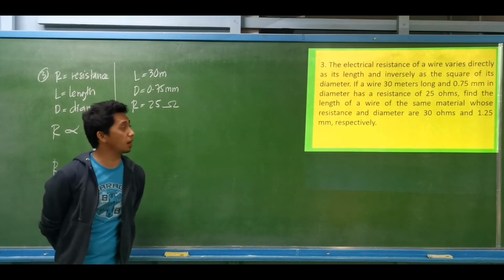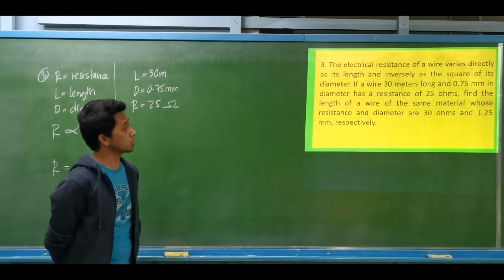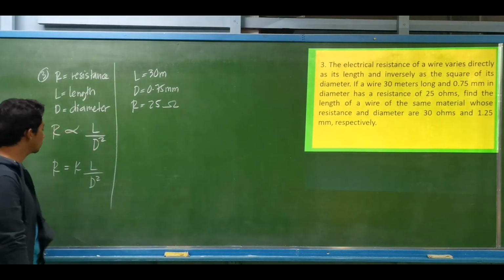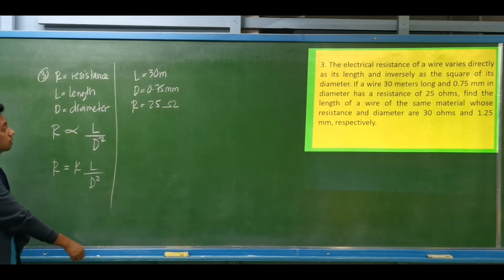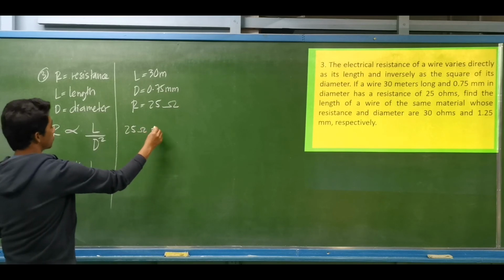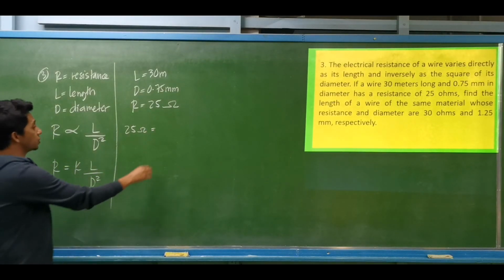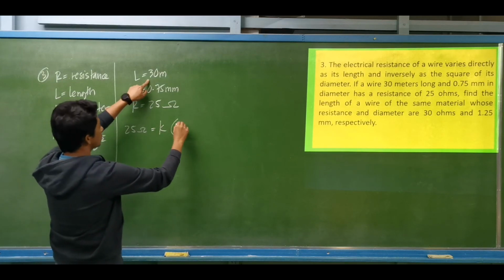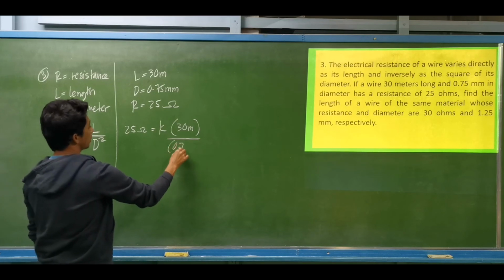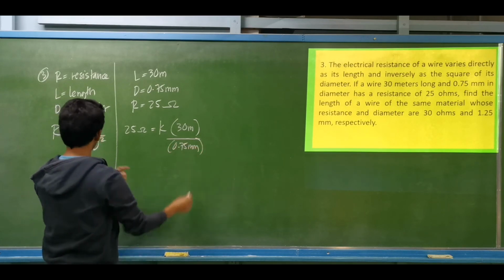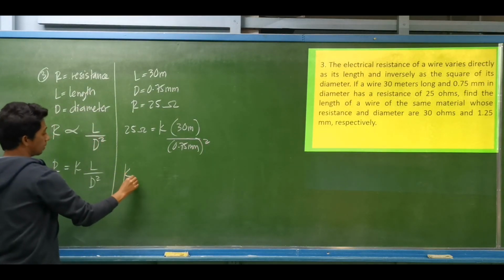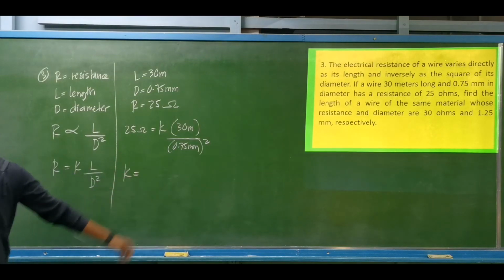Find the length of the wire of the same material whose resistance and diameter are 30 ohms and 1.25 mm respectively. So let us first compute the value of the proportionality constant. We have the resistance as 25 ohms equal to the proportionality constant. What is our length? This is 30 meters, divided by your diameter, 0.75 millimeter, and that should be squared.